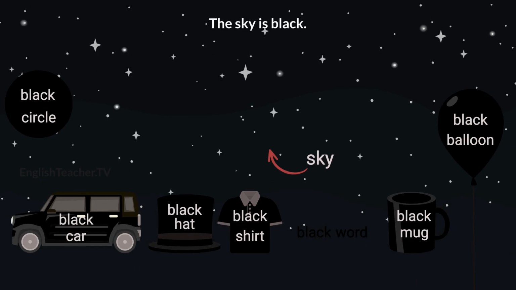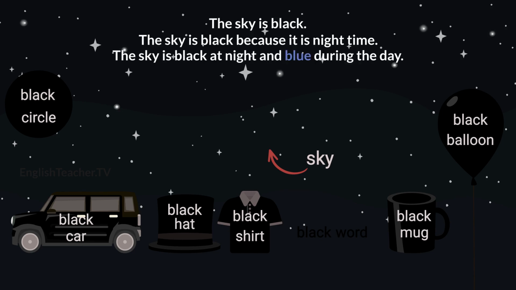Black. The sky is black. The sky is black because it is nighttime. The sky is black at night and blue during the day.